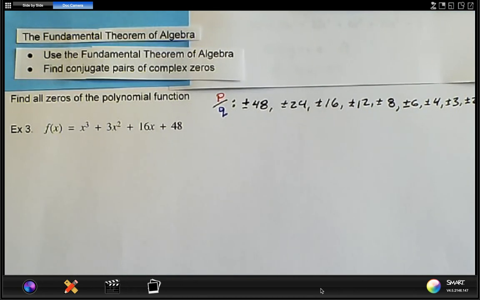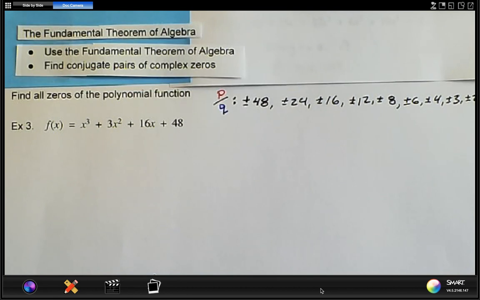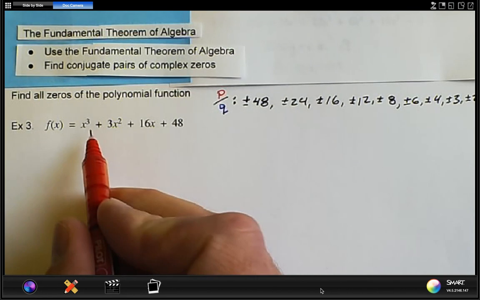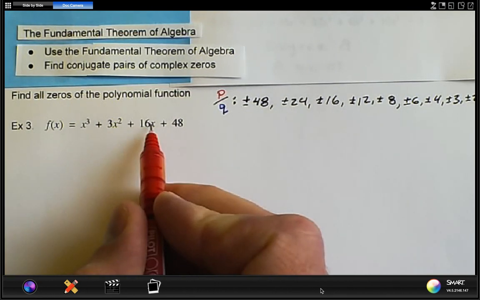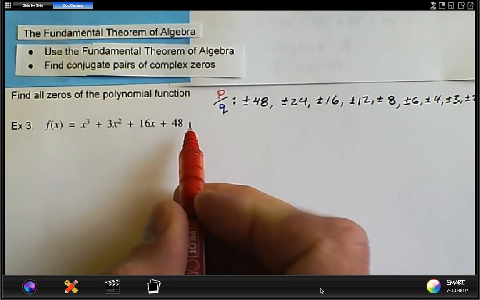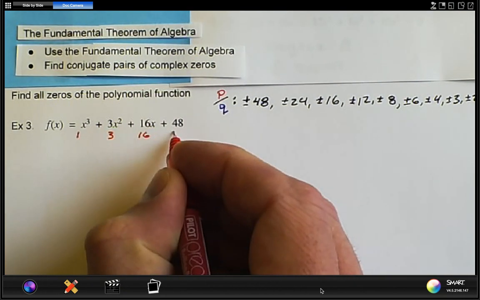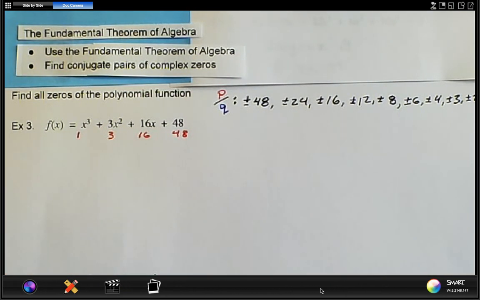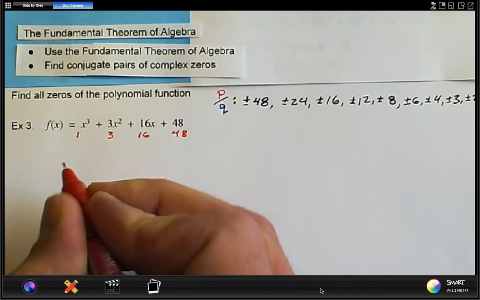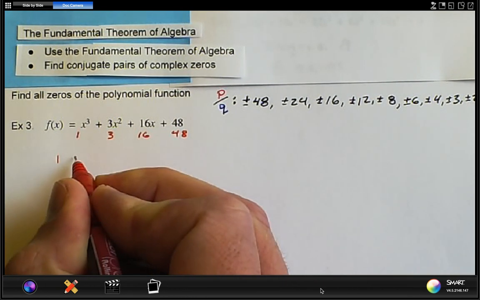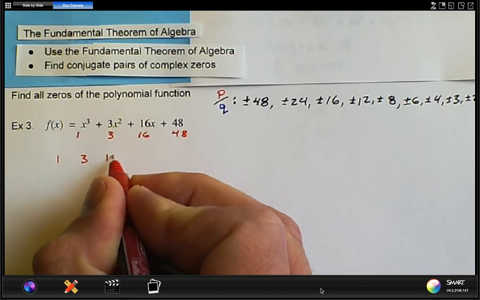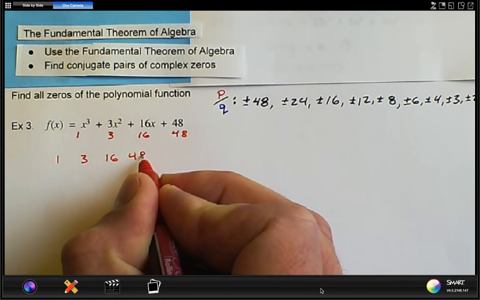So we can just practice some, plug some in and try it. Remember, we have to have our degrees go in descending order. So 3, 2, 1, 0. So that's all set. And then we're going to use our coefficients. So we have 1, 3, 16, and 48. And those are going to be the values that we use.